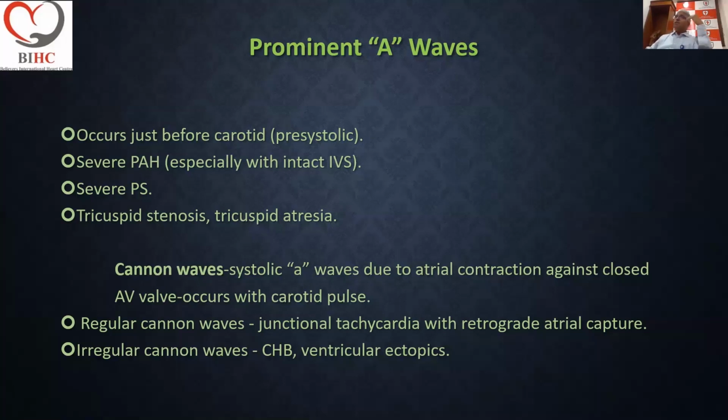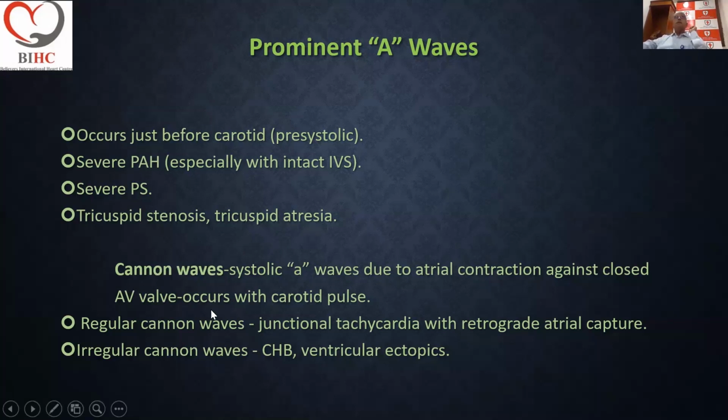In severe pulmonary stenosis, it's after all high right ventricular pressure, which is the reason for the prominent A wave, because this causes right ventricular hypertrophy and makes the RA contract stronger, more forcefully, to fill the RV in diastole. If there is a tricuspid stenosis or tricuspid atresia, you may get a prominent A wave.